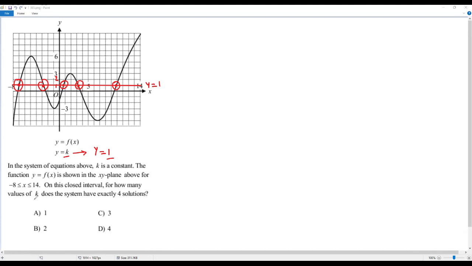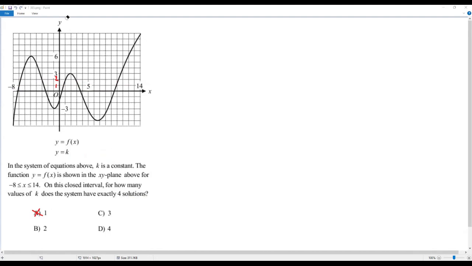But according to the question, we have to find the value of k for which the given system has exactly 4 solutions. When I consider the value 1 in answer choice A, I am getting 5 solutions for the given system. So 1 cannot be the value of k. We can reject answer choice A. Now let me erase the stuff over here.